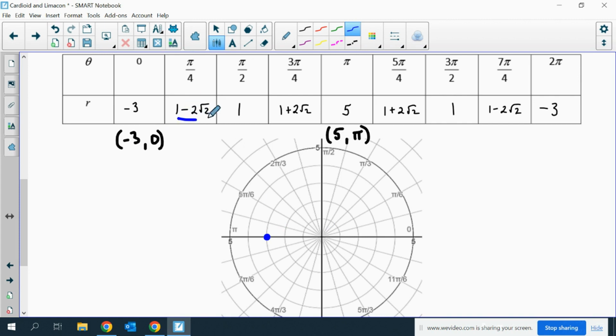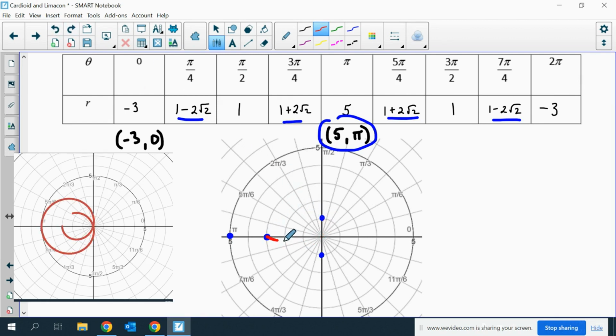Then I'm going to skip these just in the interest of time here. So I then go to pi halves comma 1, pi comma 5. I'm sorry, 5 comma pi. I wrote it and then I said it wrong again. 1 comma 3 pi halves, and then all the way back to negative 3 comma 2 pi. So if I start here and I have to get to pi halves 1, that means that I have to cross the pole in order to get to the positive numbers.